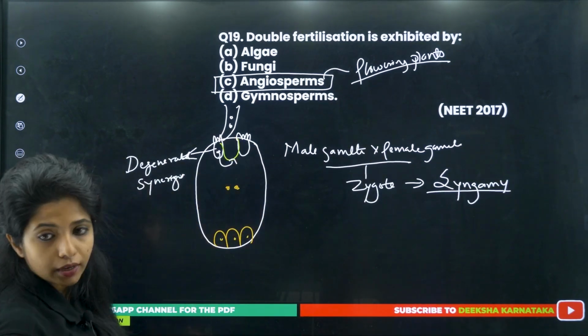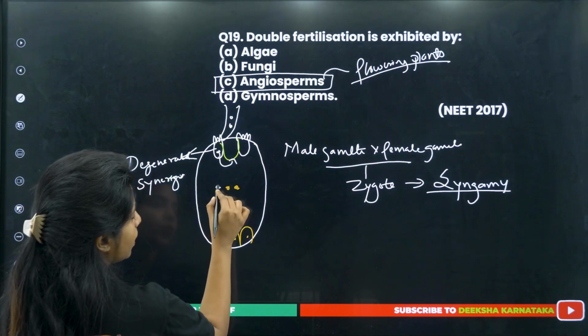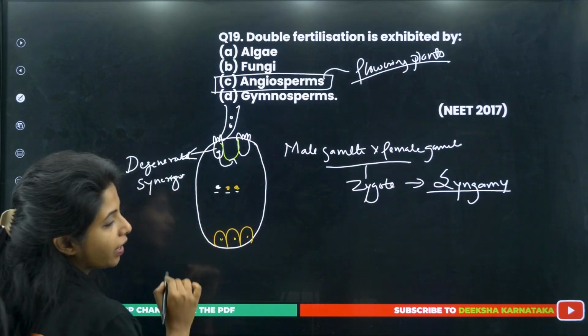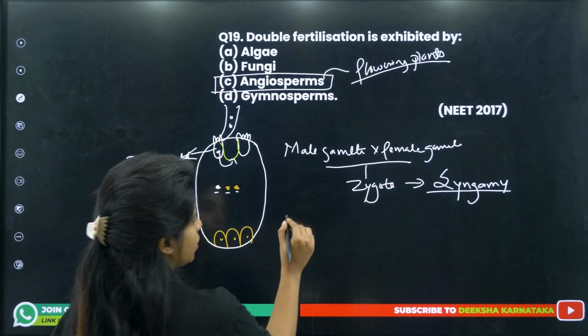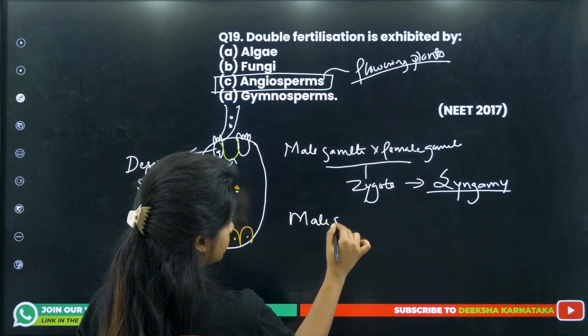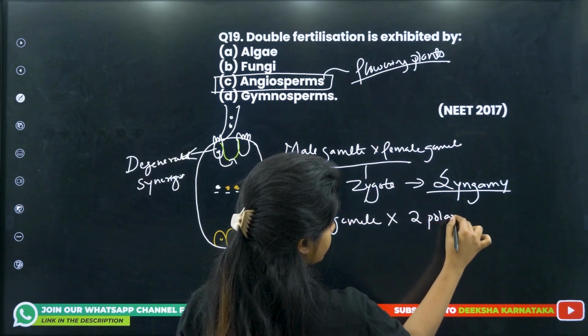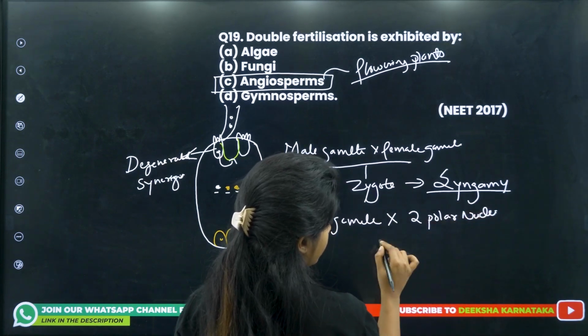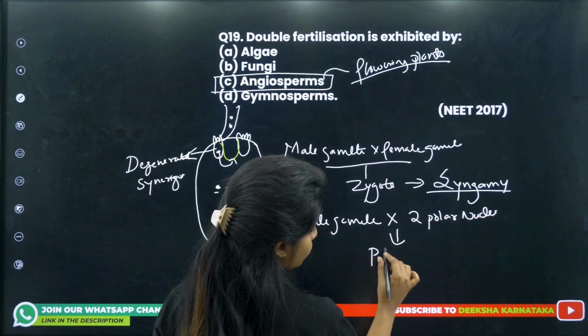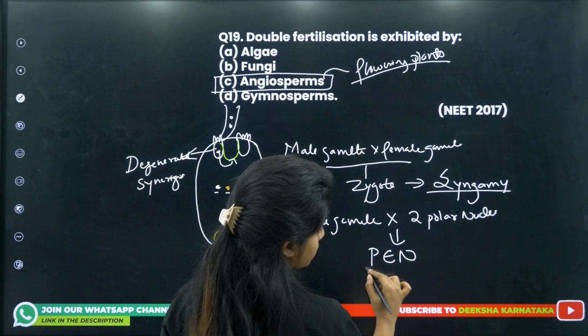Second male gamete is also there. This male gamete comes and fuses with them. 1, 2, 3 nuclei are all there now. So the next male gamete fuses with 2 polar nuclei. And you form something that is known as primary endosperm nucleus.